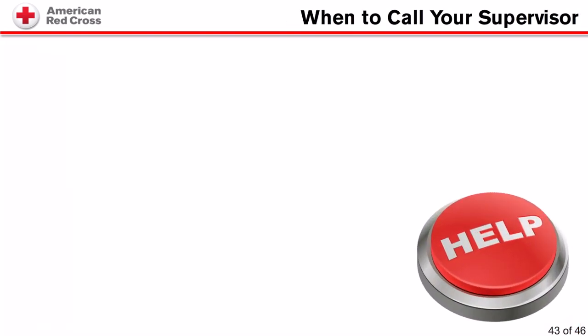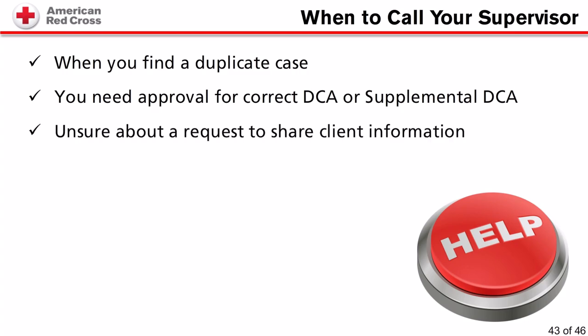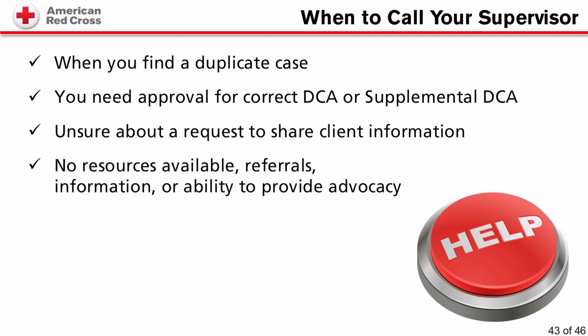Contact your supervisor when you find a duplicate case. You need approval for correct DCA or for supplemental DCA, or if you are unsure about a request to share client information. If there are no resources available, referrals, information, or ability to provide advocacy for your client, talk to your supervisor, as they may be able to find additional support or new resources to fill the gap.